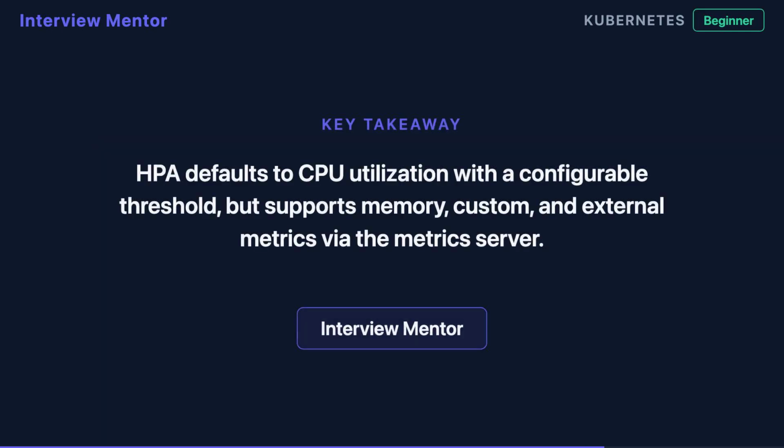To recap, HPA defaults to CPU utilization with a configurable threshold, but you can use memory, custom, or external metrics, all powered by the metric server. Master this, and you'll nail the autoscaling questions in your Kubernetes interview.